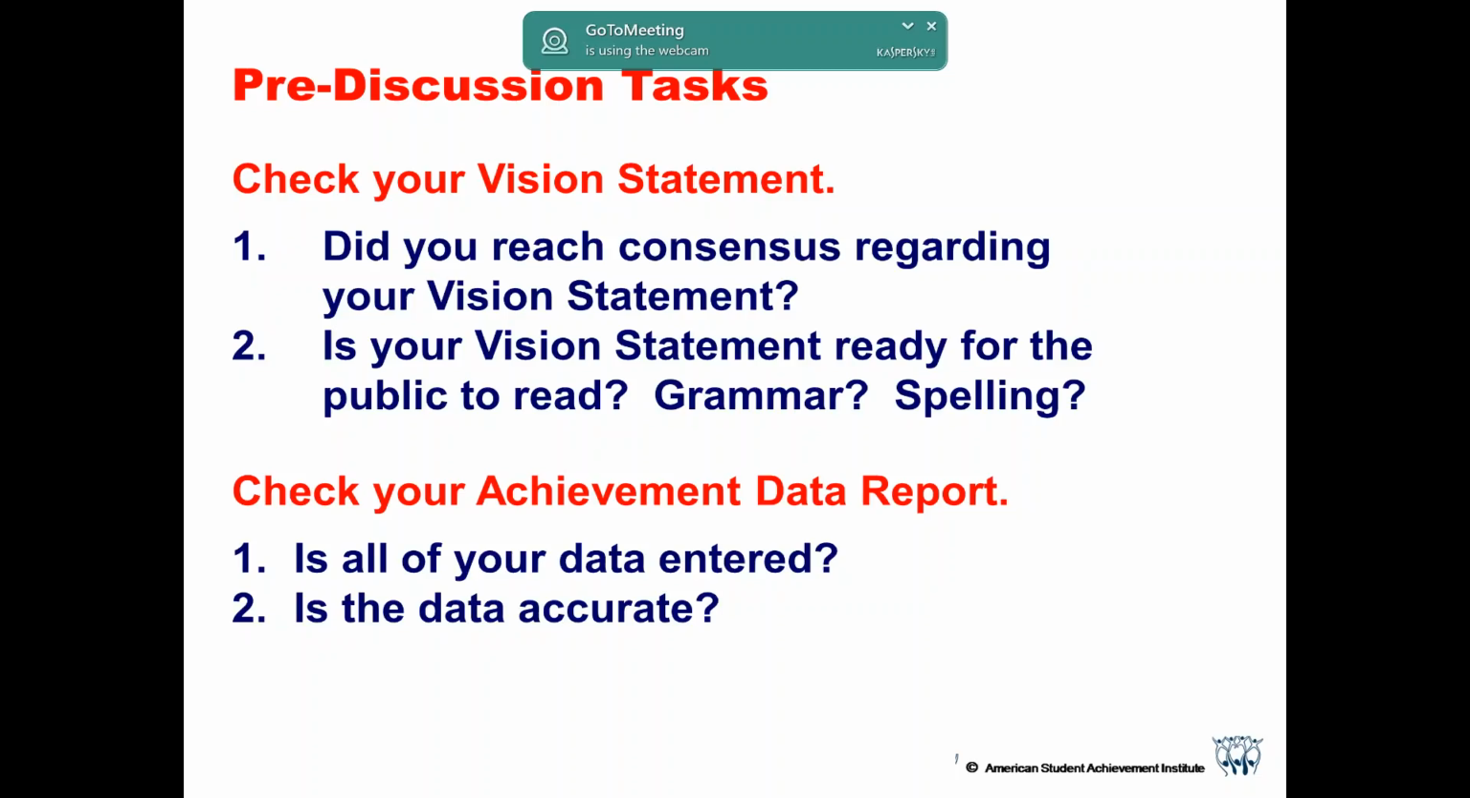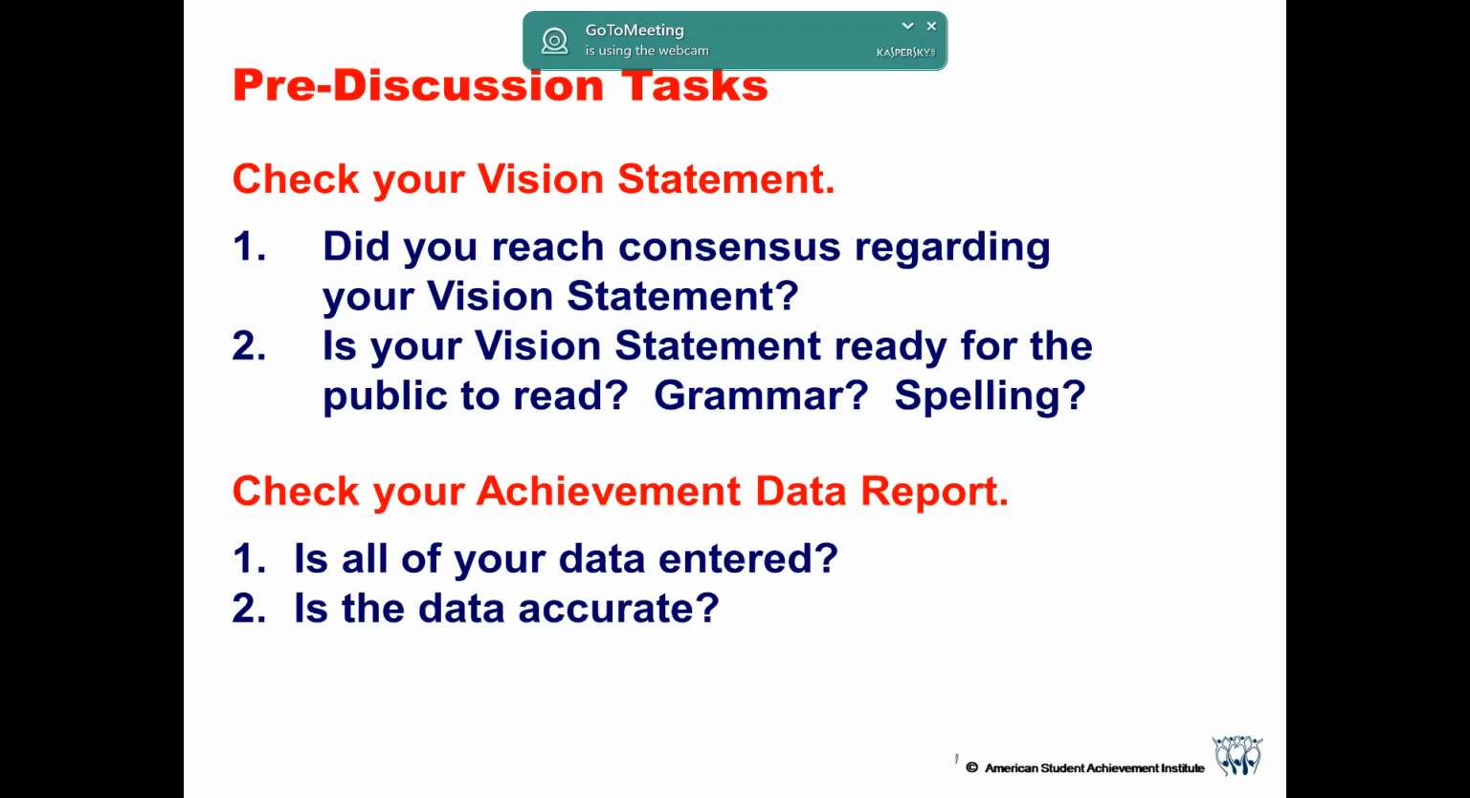The other thing that you'll need to do is check your achievement data report, because there's no use looking at that report until all the data is in there. We know a lot of you, probably most of you, have finished entering all that data. The deadline was past due for that, but we also know that for whatever reason some of you are just finishing that up and haven't quite finished yet. But you don't want to go into this discussion until you have that achievement data report all complete. So is all of your data entered? You might eyeball it before you have people look at it and ask, are there any mistakes that we're seeing here, before you really dig into it. Also, this might be a really good time to thank your achievement data point person.